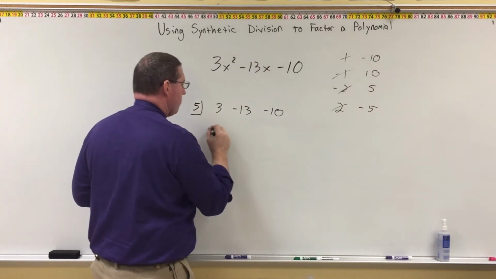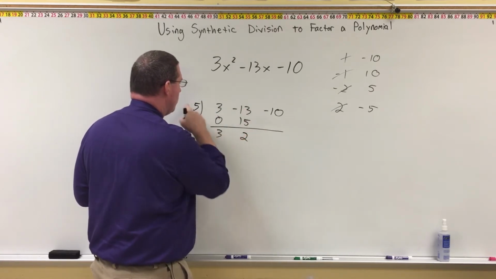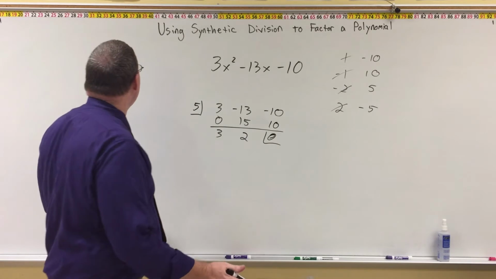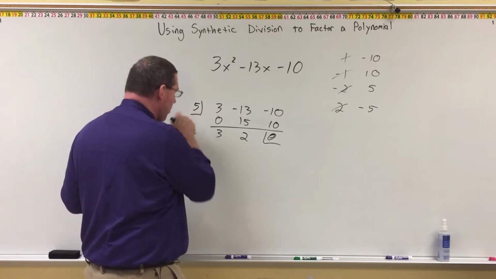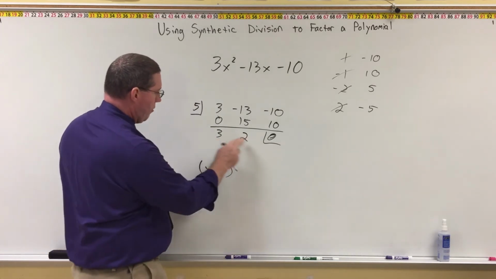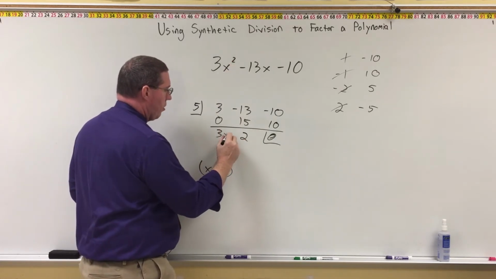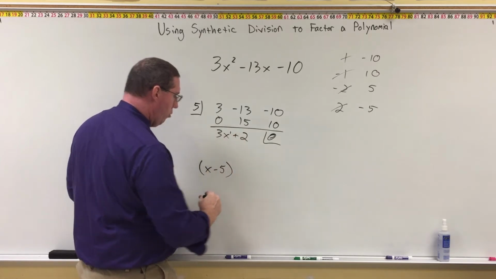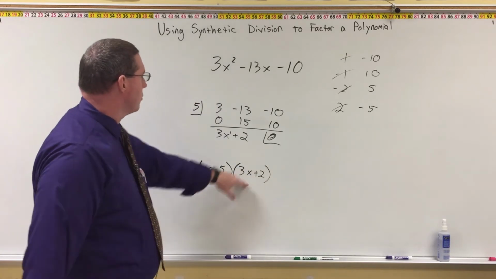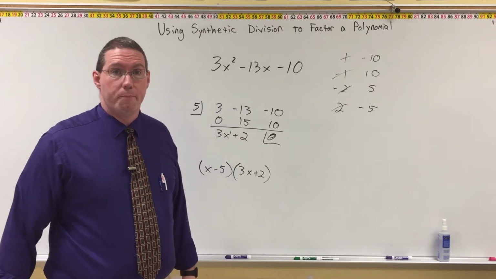Let's try 5. Put a 0, 3 plus 0 is 3, times 5 is 15, minus 13 is 2, 2 times 5 is 10, minus 10 is 0, and look at that, we've got our factor. This means that since there's a positive 5 here, one of our factors is x minus 5, and our other factor is represented right here by the 3 and the 2. It started out as an x squared, so now it becomes x to the first. It's a positive 2, so plus 2. So our factor is 3x plus 2, and these are our two factors of this polynomial, using synthetic division to factor the polynomial. Okay? All right.